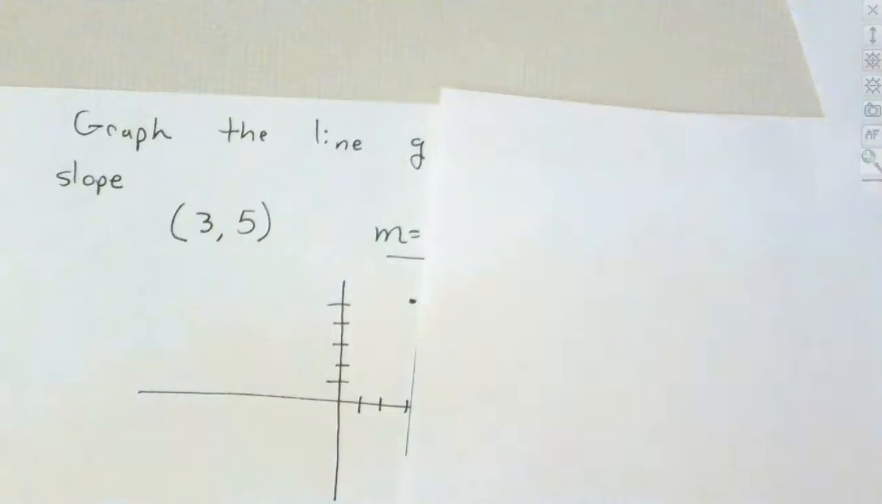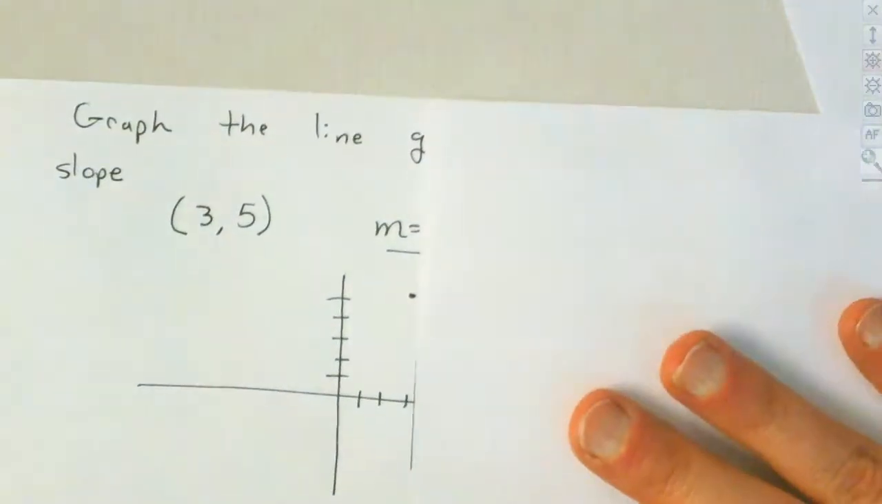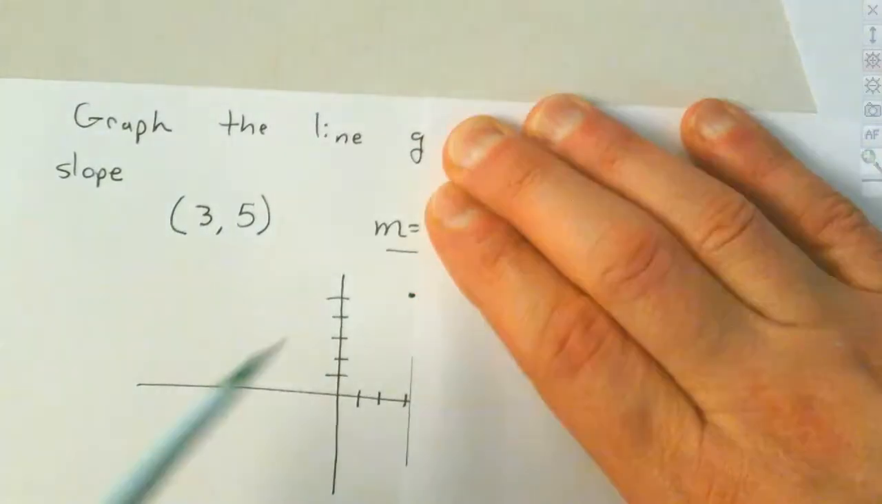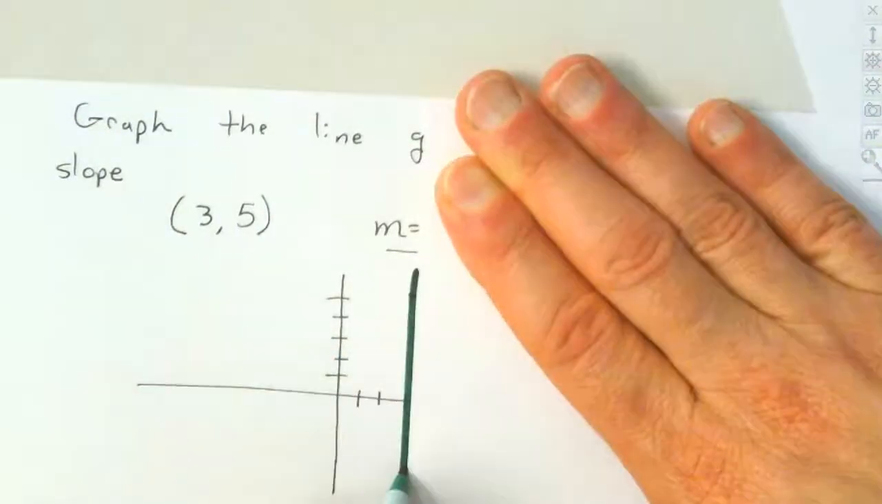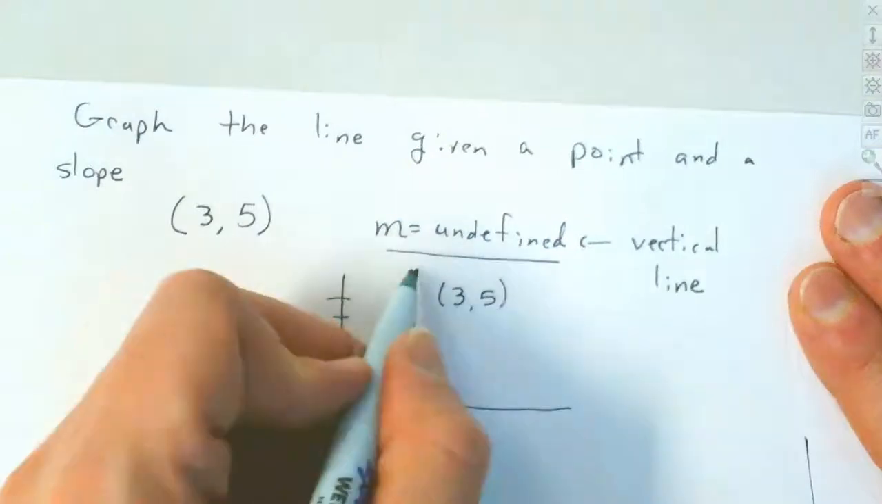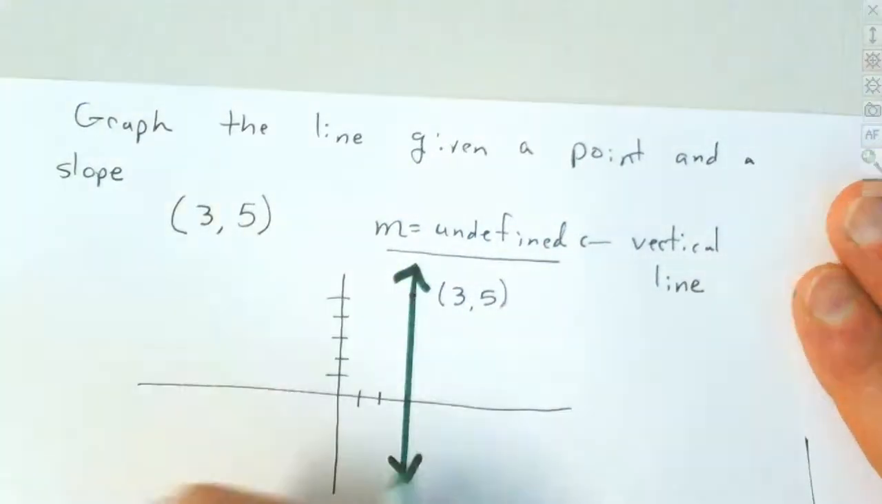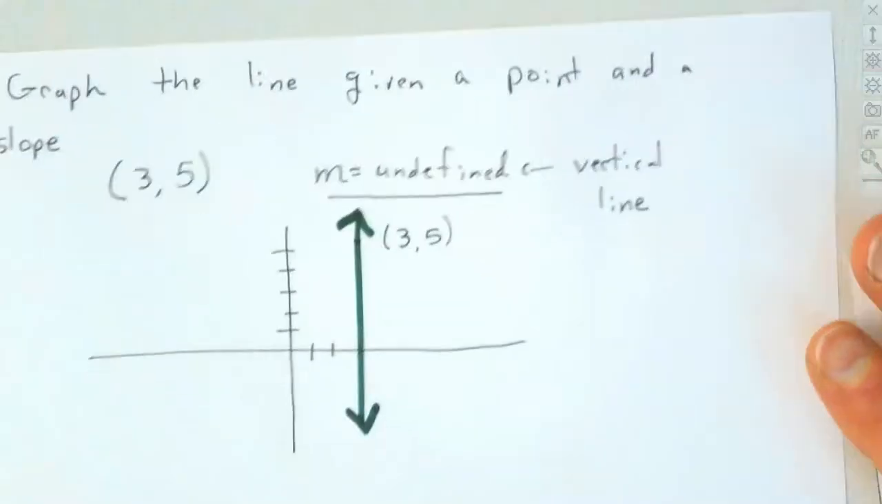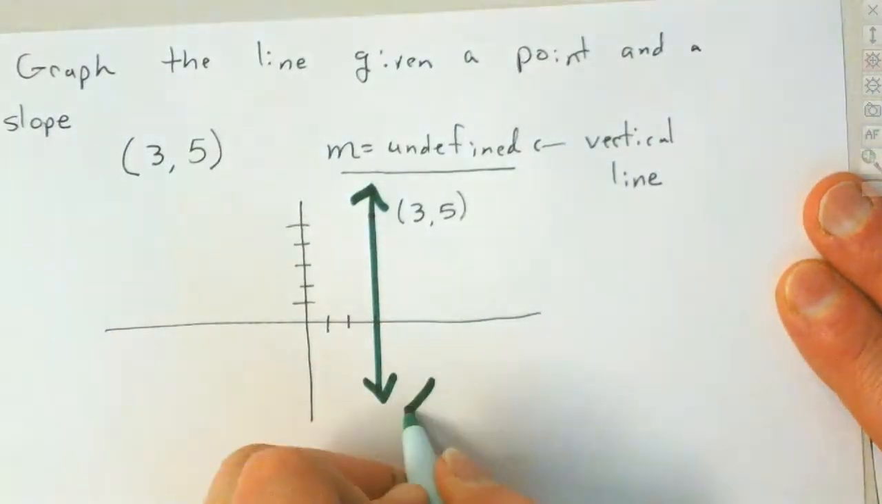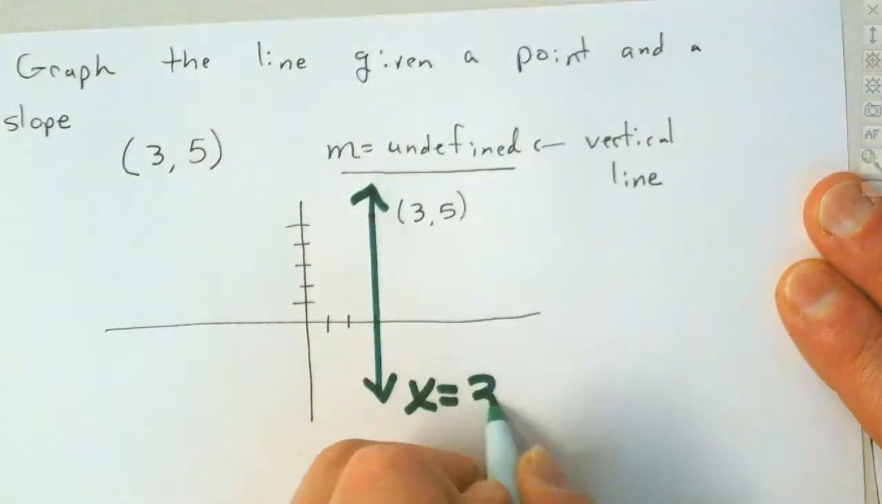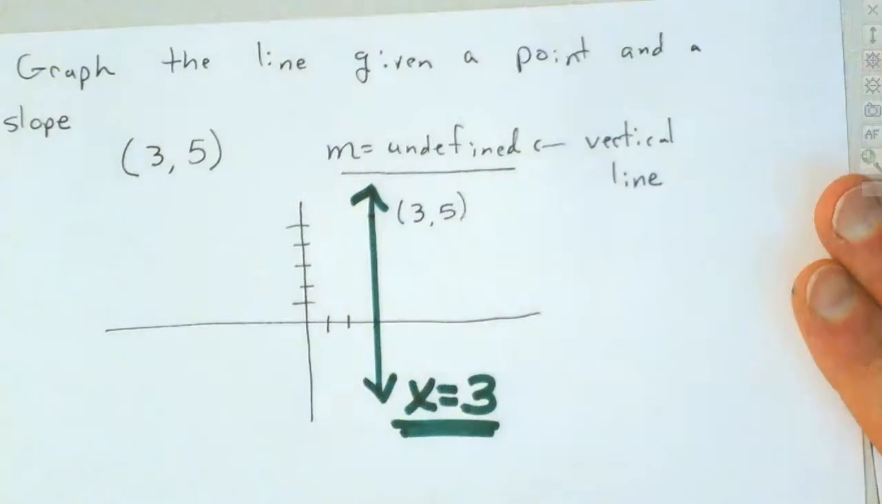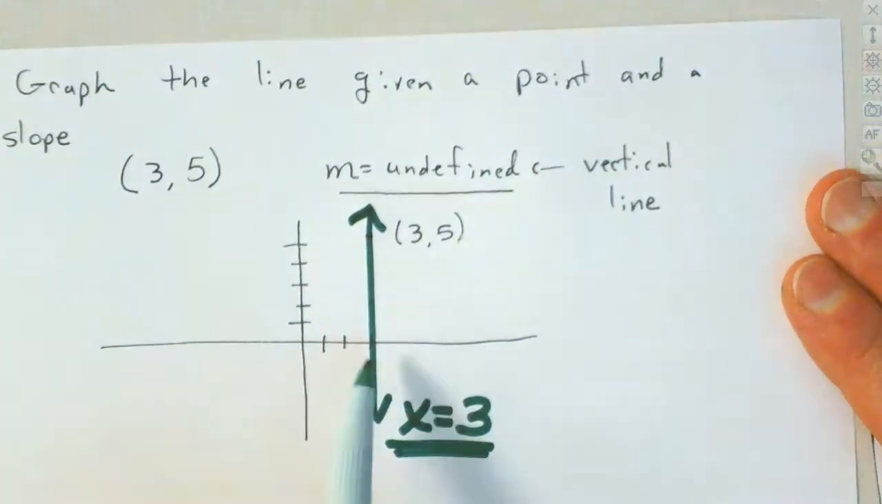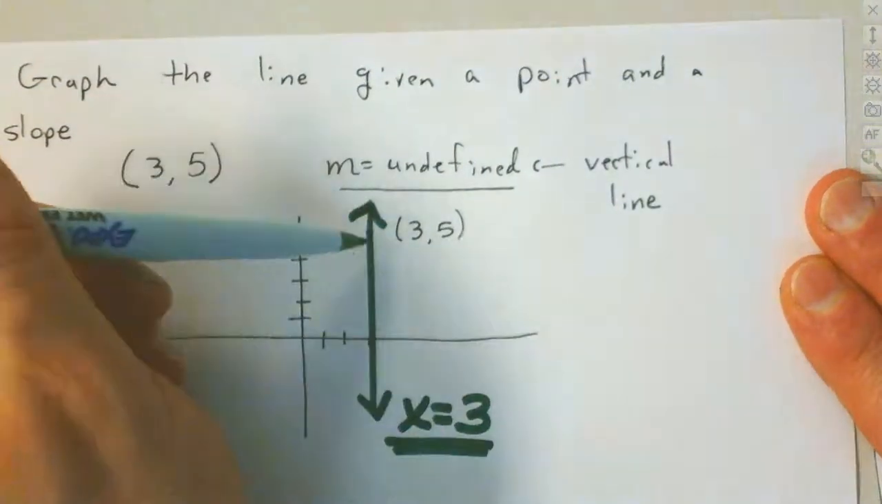We can also get the equation, which we're going to be doing a lot more of in the next section when we get our equations. But what axis is this crossing? This is going to be crossing the x-axis, right? And this would have the equation x equals 3 because it crosses the x-axis here. This is our x-intercept, and it's just a vertical line.